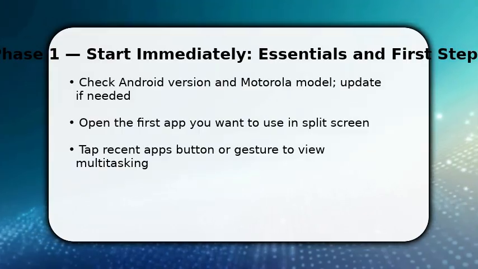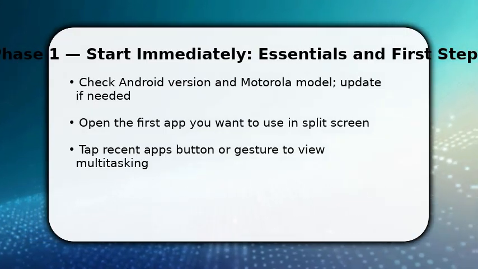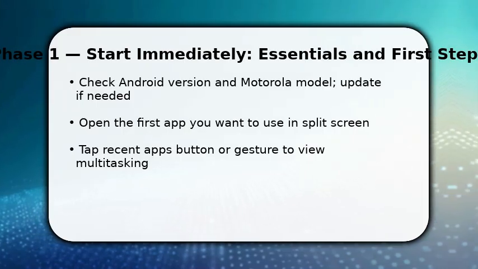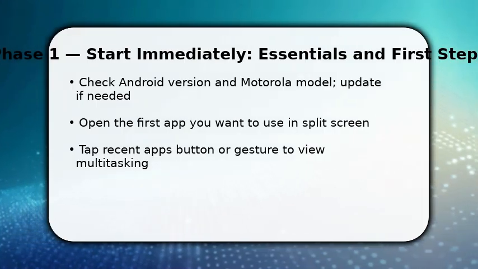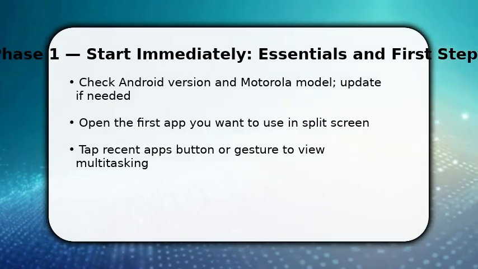You start by preparing. Make sure your Motorola runs a recent Android build and both apps are installed. Open the first app you want visible. This makes it the primary pane. Now, access recent apps using the button or gesture. Swipe up and hold if you use gestures.